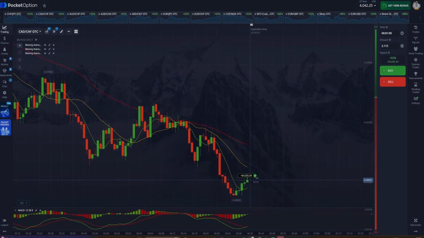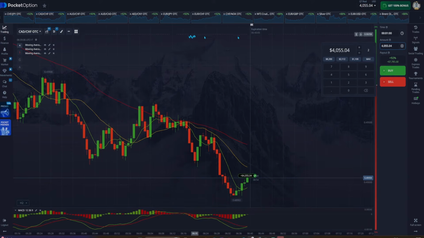Yes, exactly as analyzed. Price is moving in our direction, and we made a profit. Now we'll open the market again to look for the next opportunity.